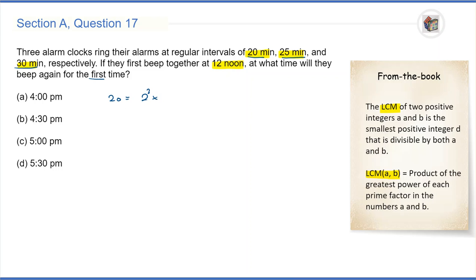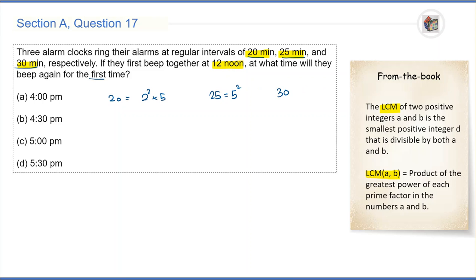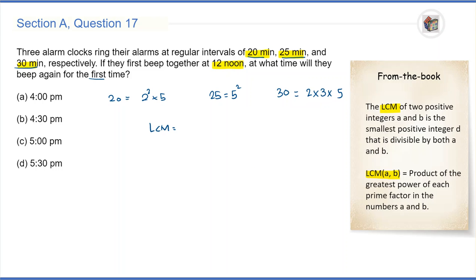So 20 is 2 squared times 5. 25 is 5 squared, and 30 is 2 times 3 times 5. What is the LCM then? As we said here, it's all prime factors that you see with their greatest powers. So we see 2, 3 and 5. What are the greatest powers?